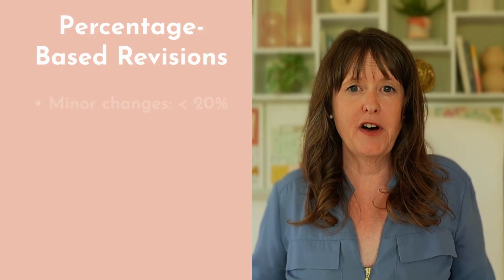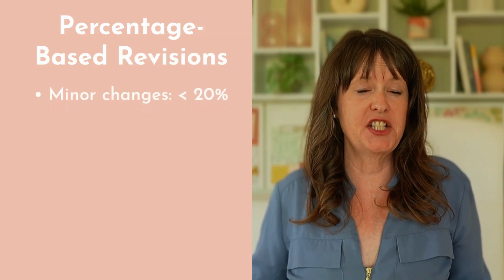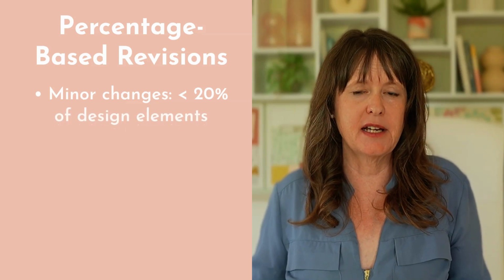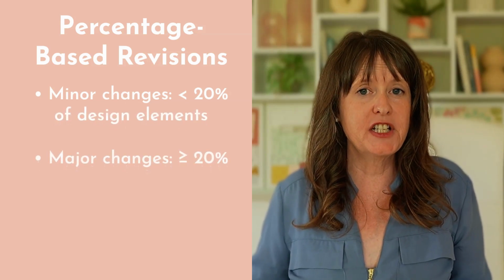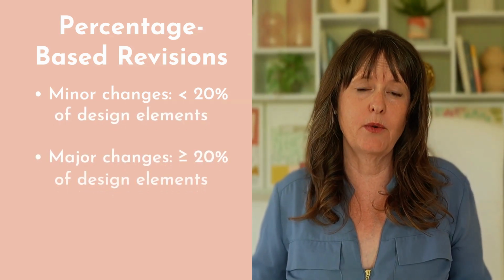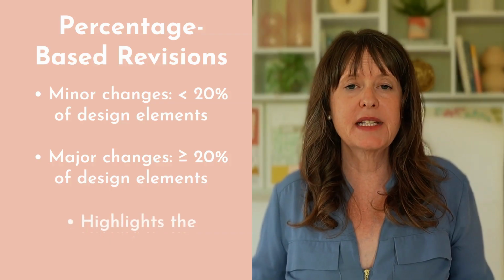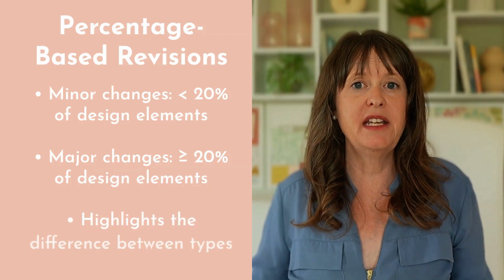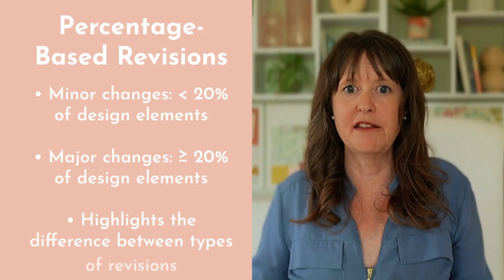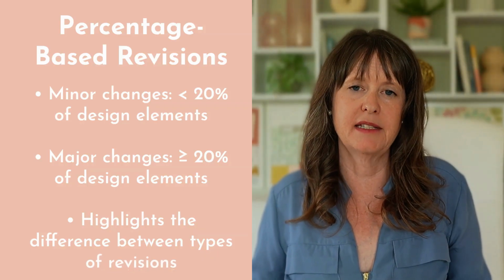So what you do is you define minor revisions as changes to something like less than 20% of the design elements, whereas major revisions are changes to 20% or more. So swapping out a few accessories at that point becomes genuinely different from changing the entire colour scheme or key pieces of furniture. Now, you might want to include 1 or 2 minor revisions in your base fee, whilst major revisions are going to trigger your hourly rate, for example, for additional work.